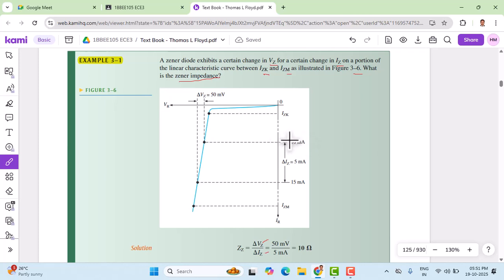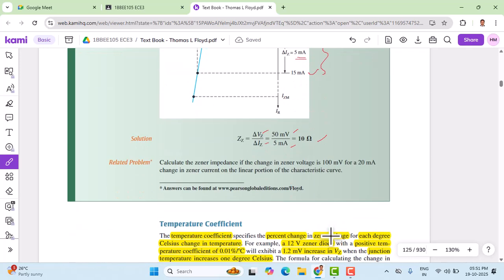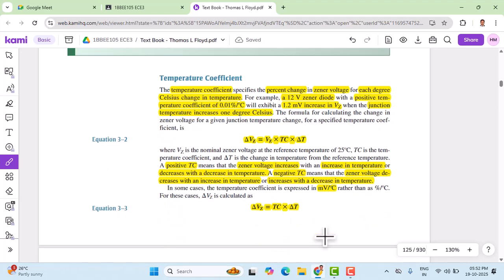Here the lower limit is 10 milliampere and the upper limit is 15 milliampere. The change, delta IZ, is 5 milliampere. Similarly, if we extend that to the x-axis, we get a change in voltage of 50 millivolt. So according to the formula, delta VZ by delta IZ, if we substitute 50 millivolt by 5 milliampere, that gives me a Zener resistance or Zener impedance of 10 ohm. This is how we need to solve problems related to the Zener diode.